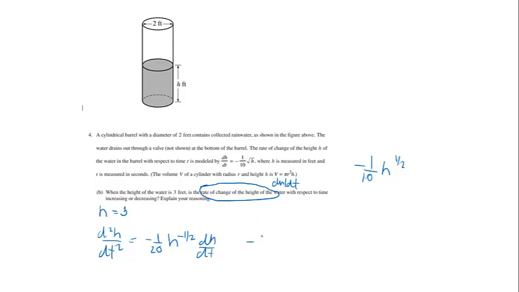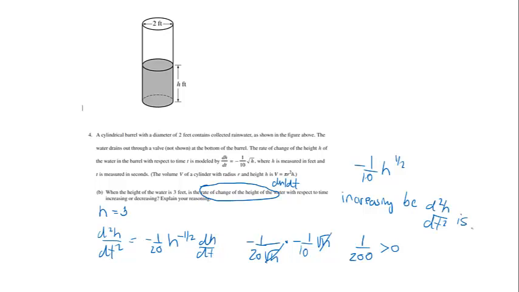And if I rewrite that, I'm going to get -1/20 square root h, the square root h is going to be on the bottom, times dH/dt, which is -1/10 square root h. From here, you could start plugging stuff in, but my square root h's are actually going to cancel, and I'm going to get positive 1/200. So if I want to know whether dH/dt is increasing or decreasing, I got a positive answer. So I would say that the rate of change of height is increasing, and that would be because d²h/dt² is positive.